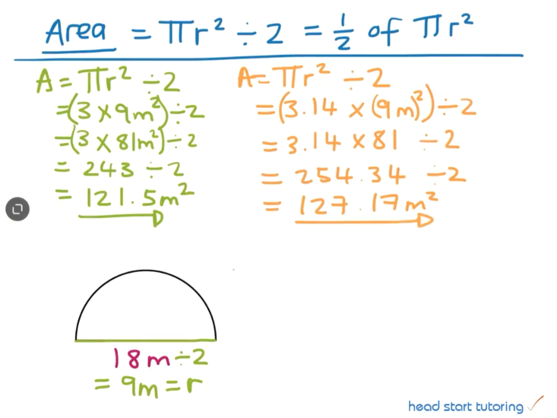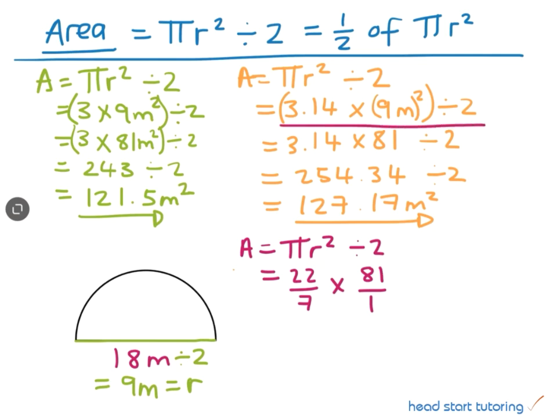Let's now have a look at the area of this semicircle using pi equal to 22 over 7. So pi r squared divided by 2 is our formula still, and we use 22 over 7 multiplied by, I'm just going to go straight to 81 over 1, even though you should include this step here as well. You should say 22 over 7 multiplied by 9 squared over 1, and then you divide by 2. I'm just cutting corners and taking shortcuts so that I can save space.